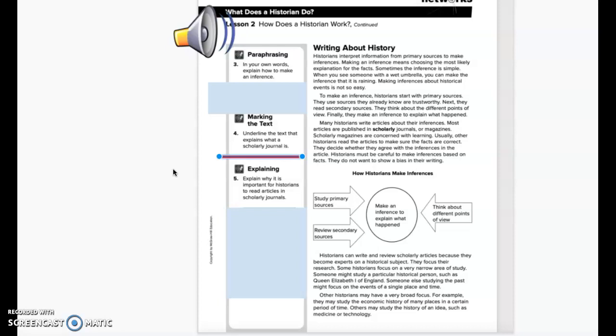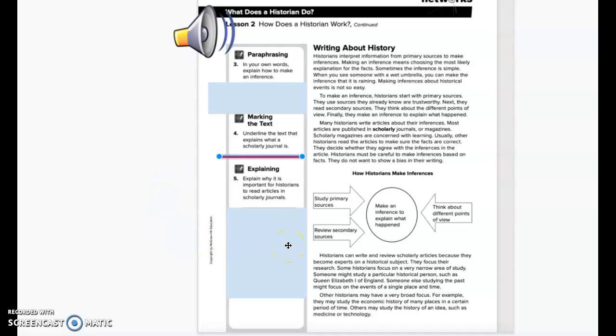Many historians write articles about their inferences. Most articles are published in scholarly journals or magazines. Scholarly magazines are concerned with learning. Usually, other historians read the articles to make sure the facts are correct. They decide whether they agree with the inferences in the article. Historians must be careful to make inferences based on facts. They do not want to show a bias in their writing.